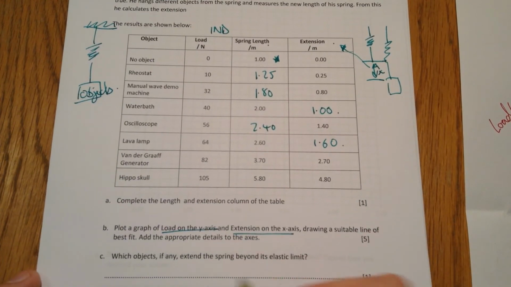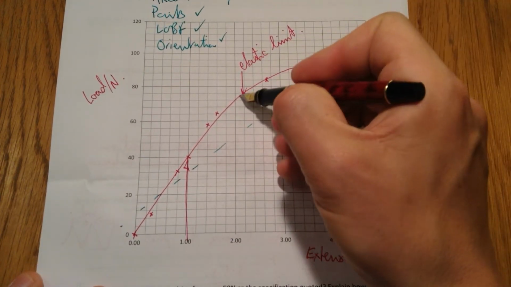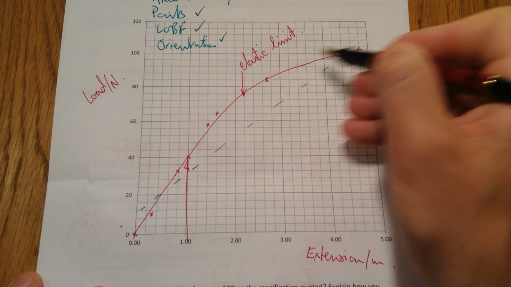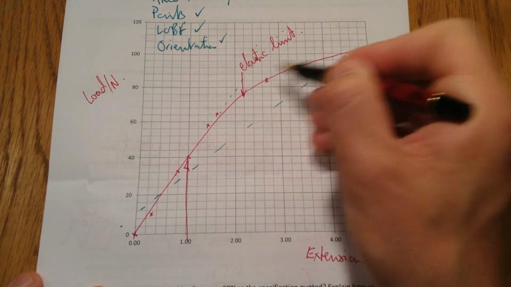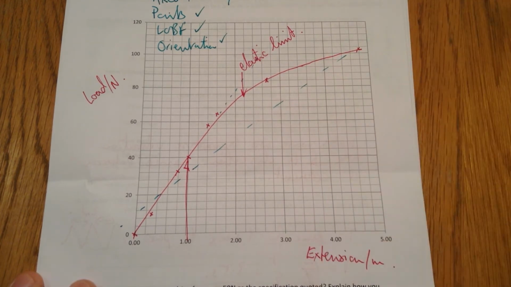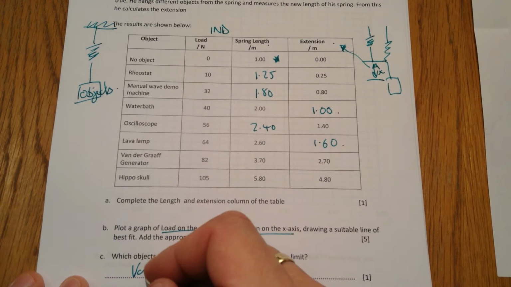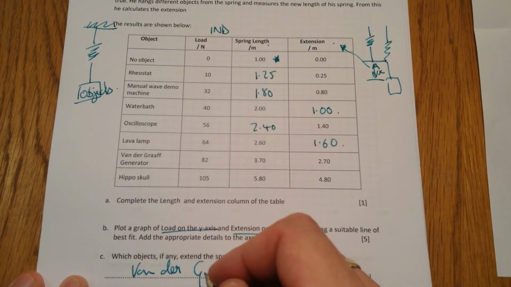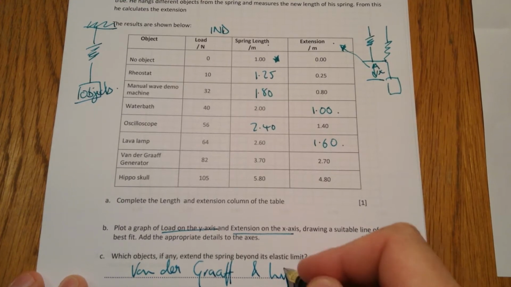Which extend beyond their elastic limit? Well, I think the elastic limit looks around about here. So the last two are no longer behaving linearly. It's now not behaving linearly, so it's beyond the elastic limit. So I think we have the last two, the Van de Graaff. Careful with the spelling there. And Hippo skull.